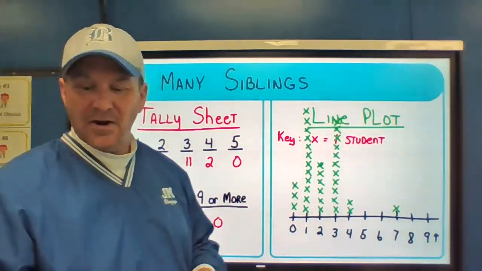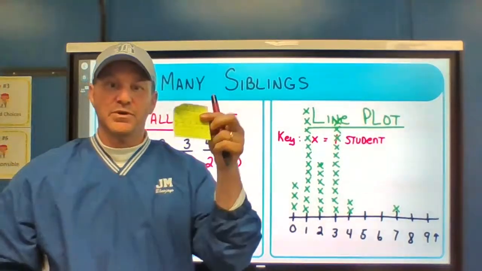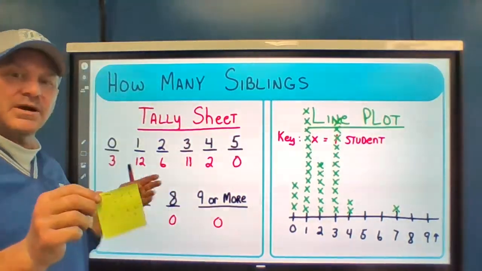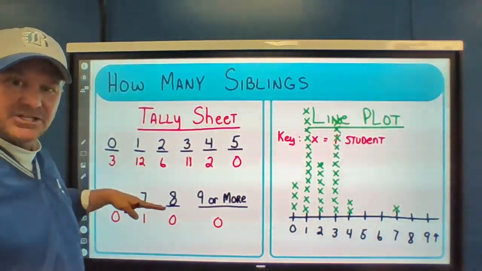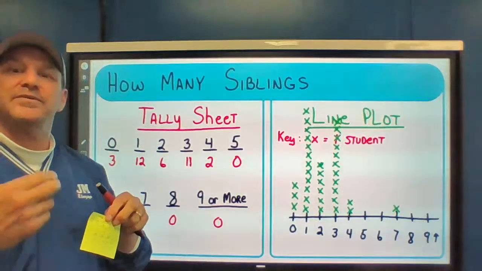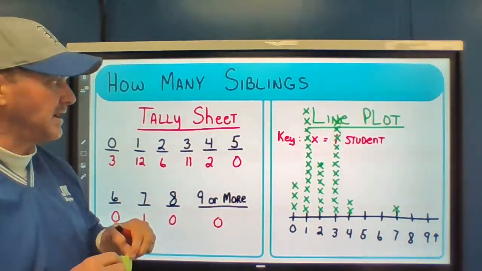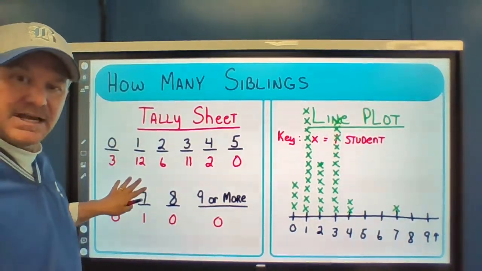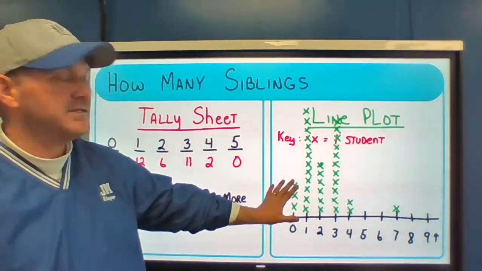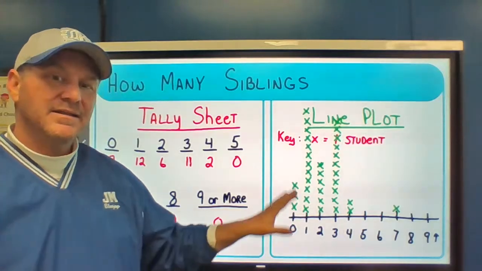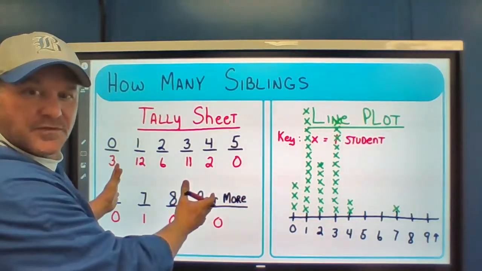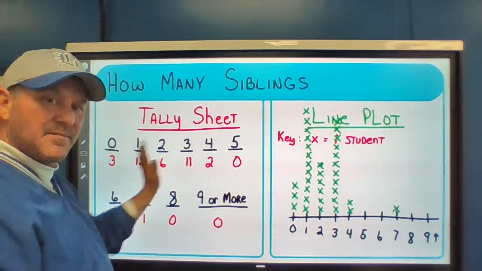So that's how we take our data, which is what you did for me. You answered my questions about your siblings. I put that data in a tally sheet based on the categories, 1 brother, 2, 3, 4, 5, 6, and so on. From that data on my tally sheet, I was able to complete my line plot. Now, when you look at a line plot, it organizes all this for you so that you don't have to scan back and forth.